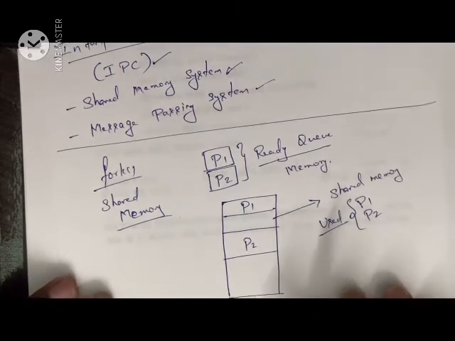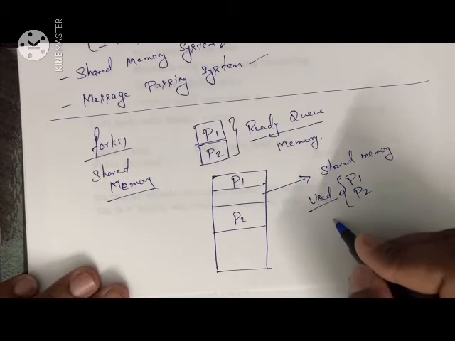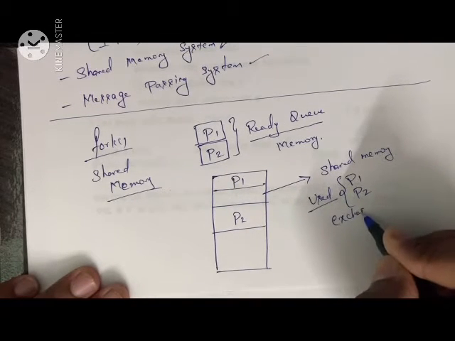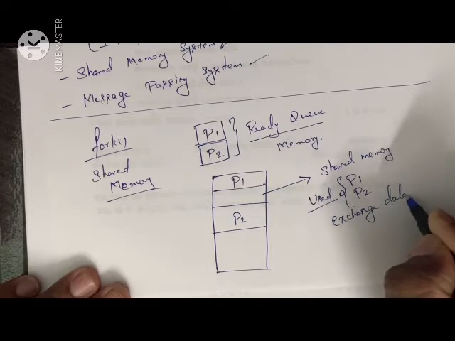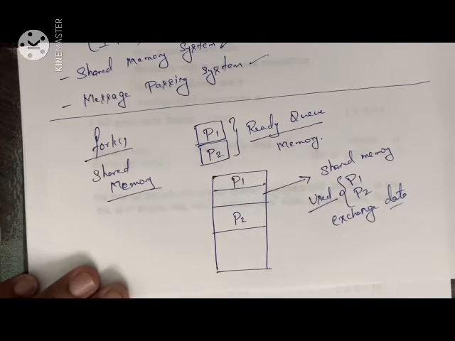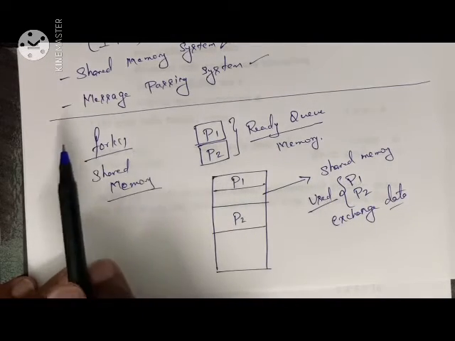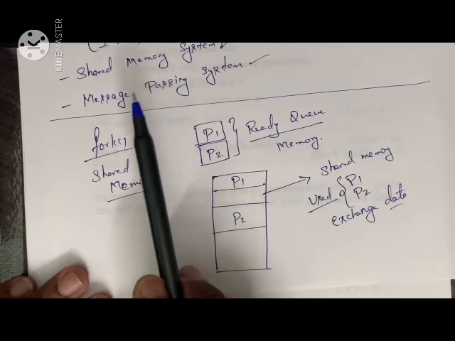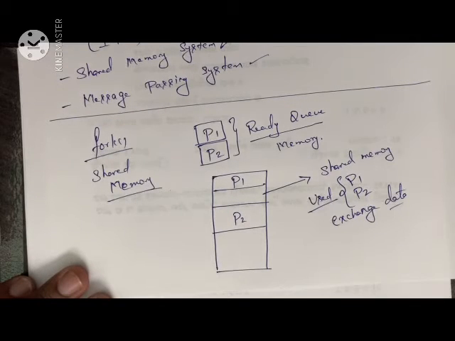For what purpose is it going to be used? It is going to be used for exchange of data. It is going to use this memory space for exchange of data. So just be clear that inter-process communication is when one process wants to communicate with another process. When this is done, we will have two major methods. One is called the shared memory system and the other one is the message passing system.